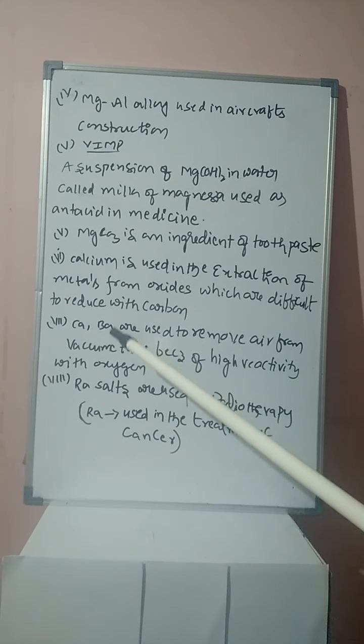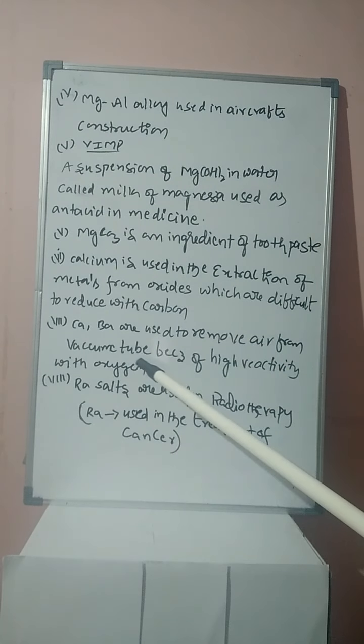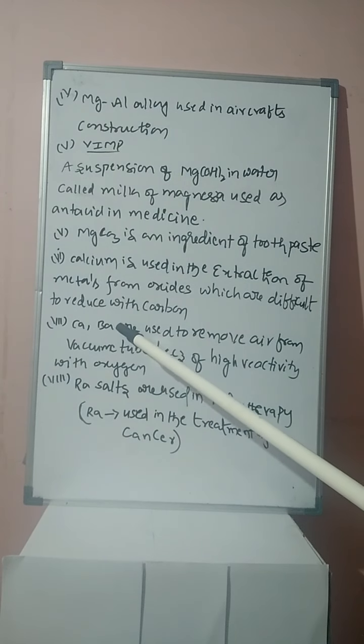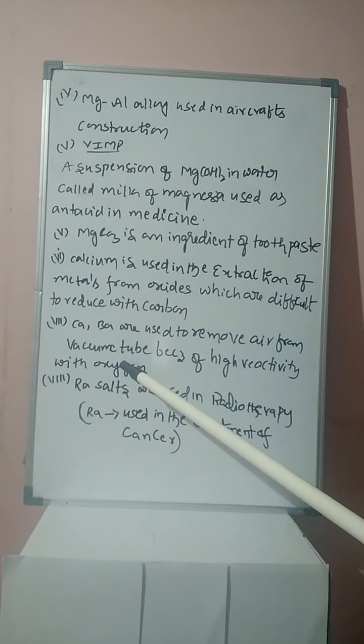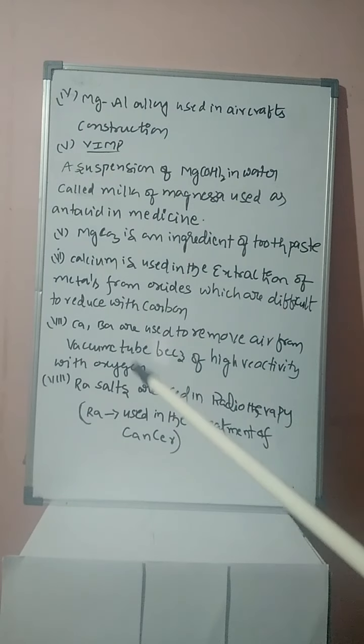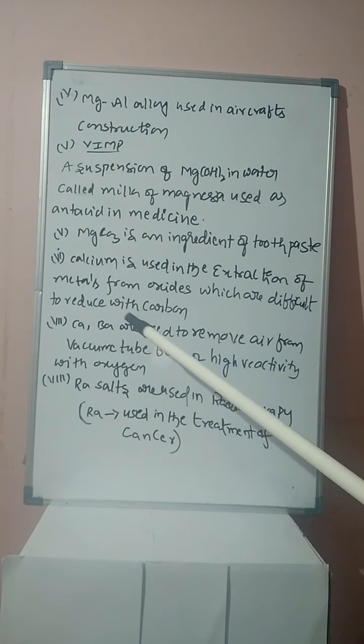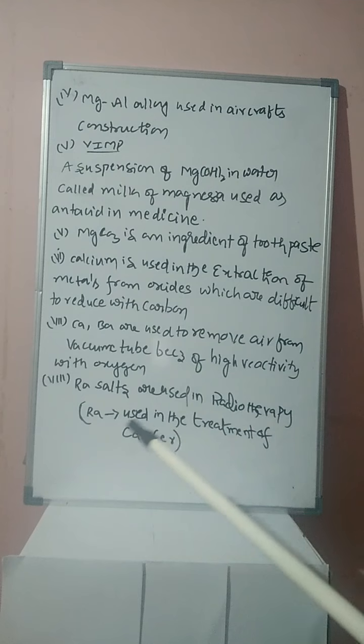Next, calcium and barium are used to remove air from vacuum tubes because of their high reactivity with oxygen. We know that calcium and barium are present in the second group. Down the group, reactivity with oxygen increases. Hence, calcium and barium can be used to remove oxygen from the tubes and create vacuum tubes. Why? Because they react highly with oxygen molecules.